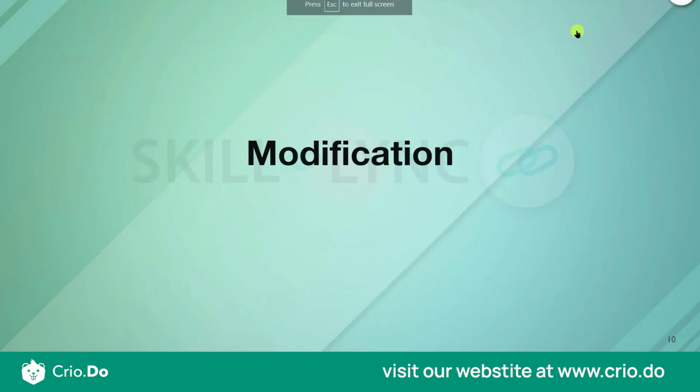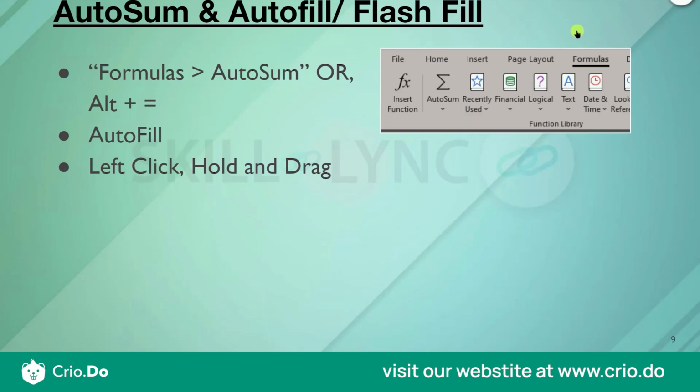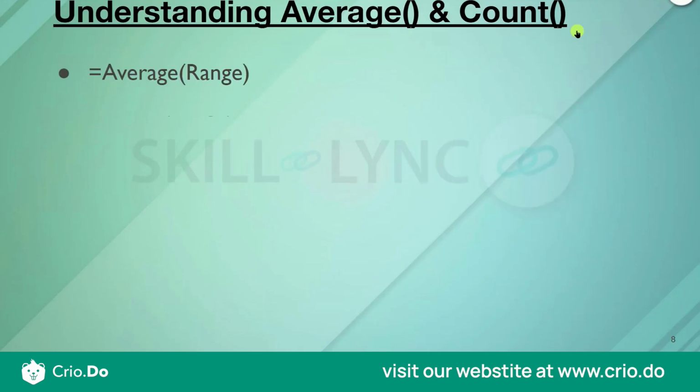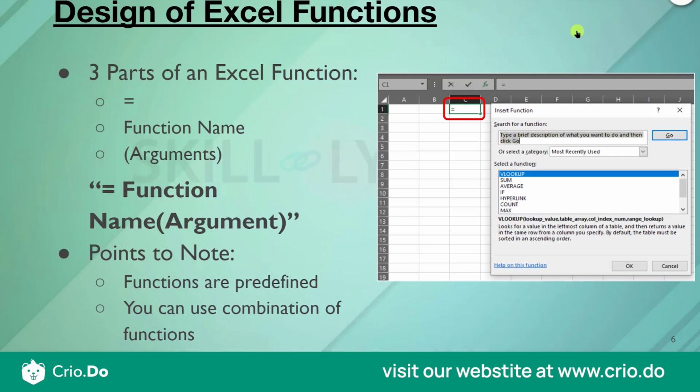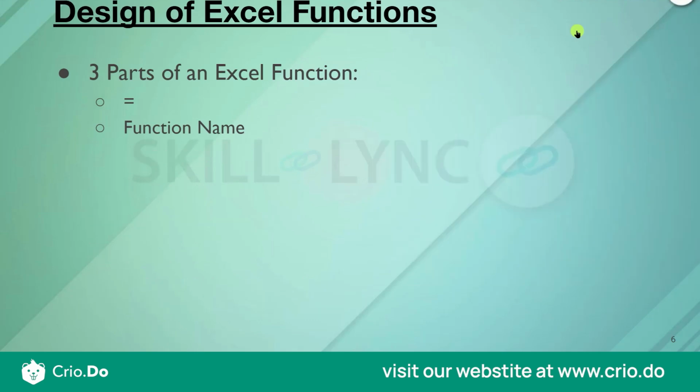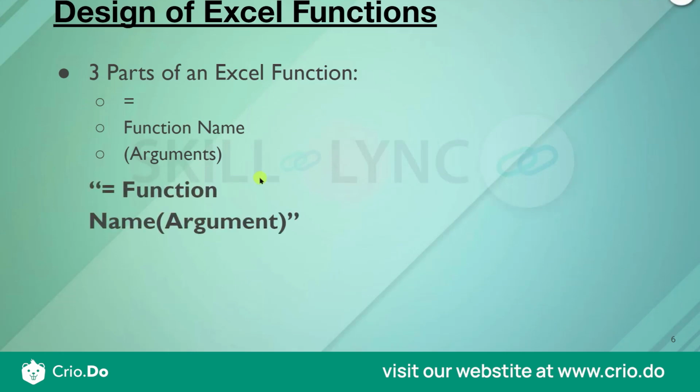Till now, we have covered AutoSum, Autofill, Flash Fill. Just revise that once again, and then we will start with whatever is left in this week. We learned about the design of an Excel function, which is divided into three parts: equals to, the name of the function, and then we pass the arguments here. So we have the function name and then the arguments, which we pass within the parentheses.